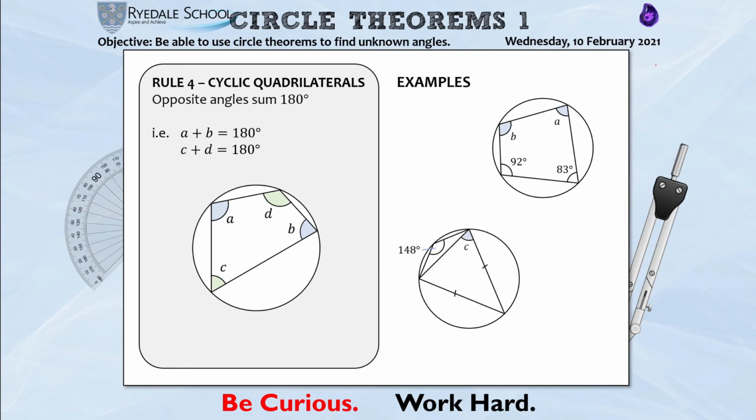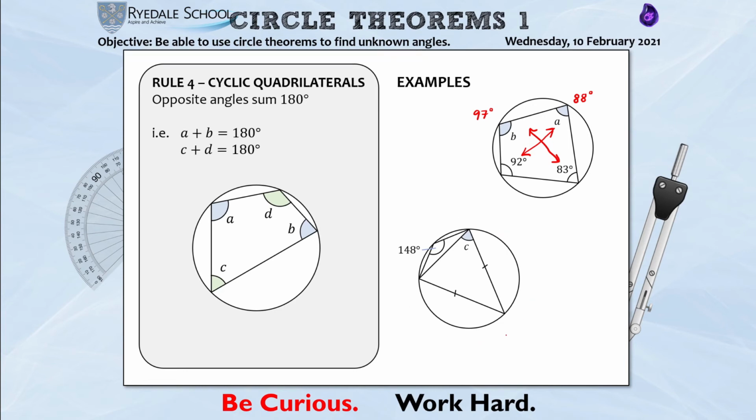So, if we have a quick look at our example, these are opposite. These must add up to 180. A is 88. These are opposite. These must add up to 180. So B is 97. Obviously, I'm going through this quickly. We could show some working out.